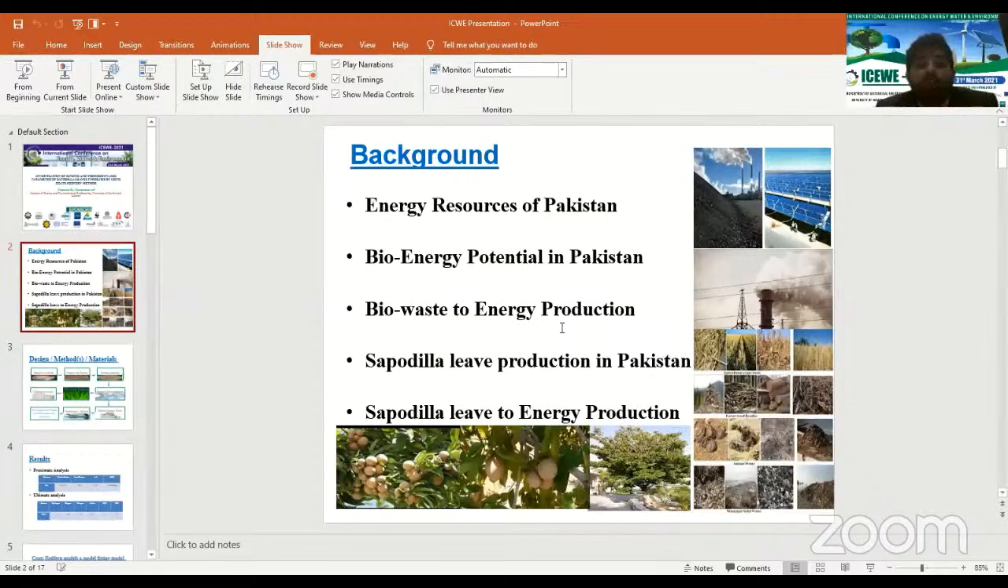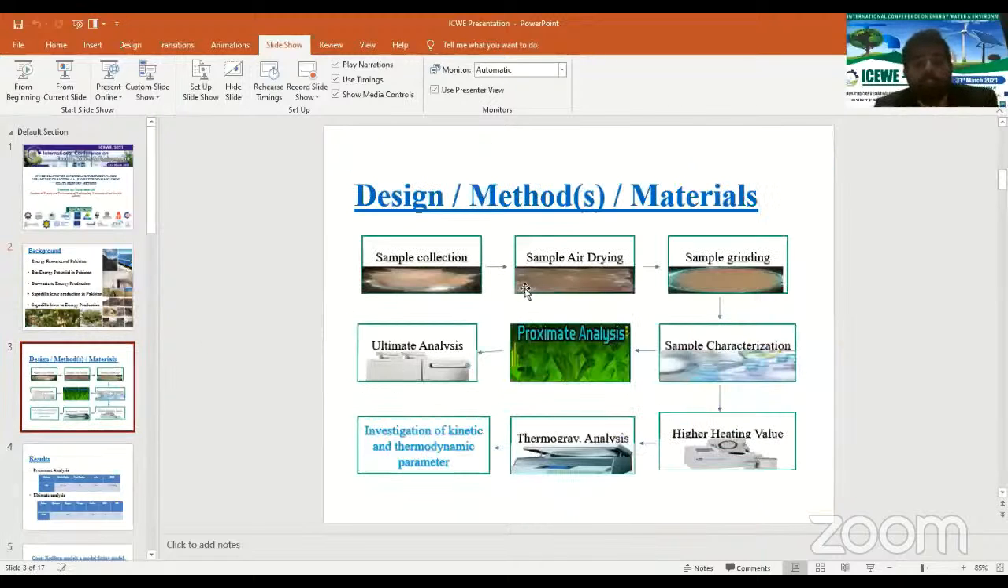In this research, we targeted energy production from garden leaves, specifically Sapodilla leaves, which are produced in huge quantity every year in Pakistan and go to waste. This may be a useful source of energy production at domestic levels in Pakistan. For this process, we used the protocols shown above. First of all, we collected a sample from Chico Gardens. After cleaning and drying, the sample was ground into 250 micrometer size, a very fine size, according to ASTM standards.